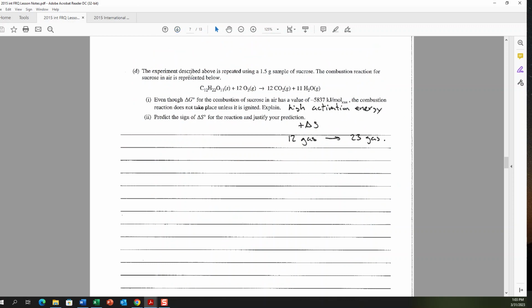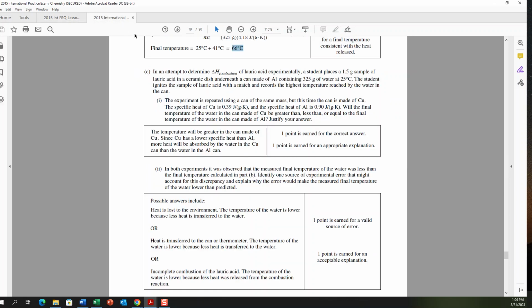All right. Part D, the experiment described above is repeated using a 1.5 gram sample of sucrose. The combustion reaction of sucrose is here. Even though the delta G for the combustion of sucrose in air is negative, that is a very, very negative delta G. If you calculated the equilibrium constant for this, it would be ridiculous. Your calculator would say error because the number's so big. The combustion reaction does not take place unless ignited. Explain. Remember, if a reaction is very thermodynamically favored but isn't happening, it's because it has a high activation energy.